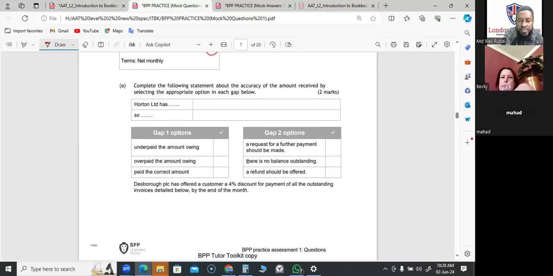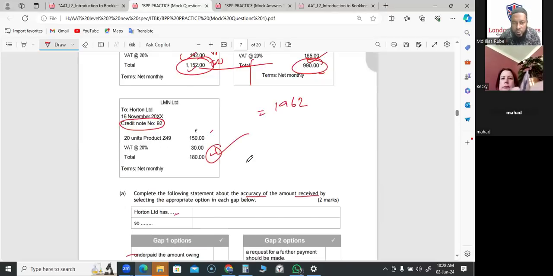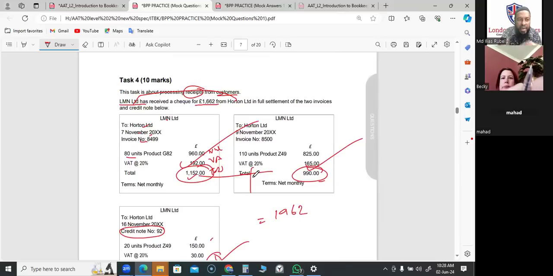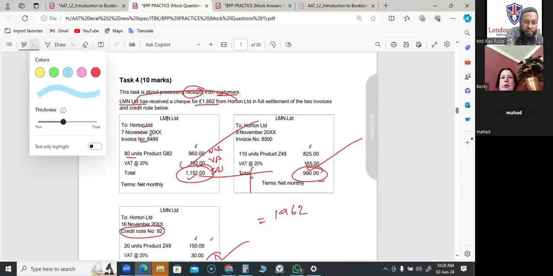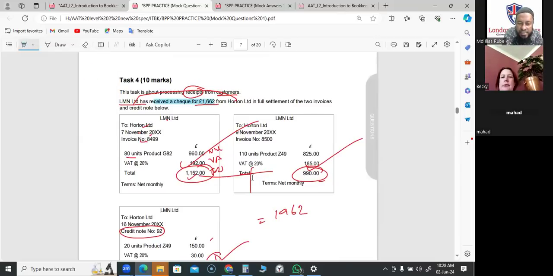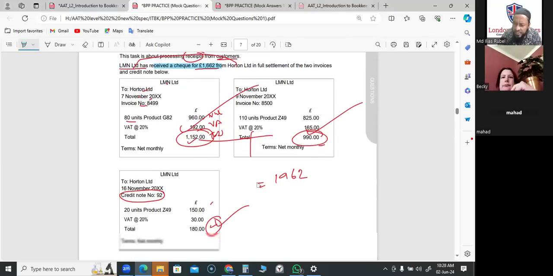Now the question. Complete the following statement about the accuracy of the amount received by selecting the appropriate. Oh, that's interesting. They are saying Horton Limited is it under received, overpayment? We don't know. We need to look at the question very carefully again. Highlighting for you with a different highlighter. Look at this. Element has received a check for 1662. Why 1662? Shall we not receive 1962? We should receive 1962. Yeah, we underpaid. It got underpaid.